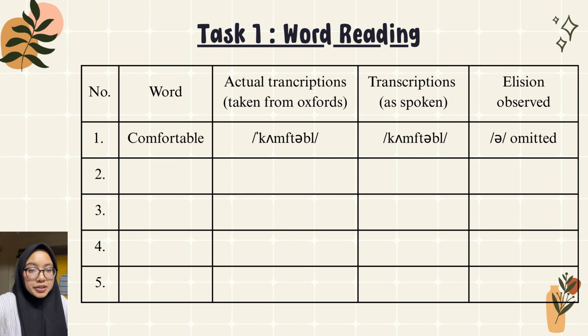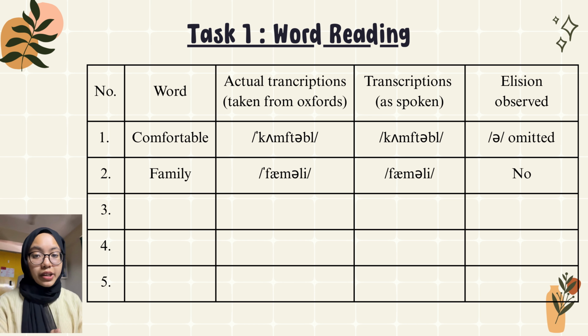However, the participant pronounced it as comfortable, omitting the schwa sound in the word. The f, comfortable, becomes comfortable. This is a clear example of elision use where unstressed syllables or consonants are dropped to ease the pronunciation, making it smoother and faster.